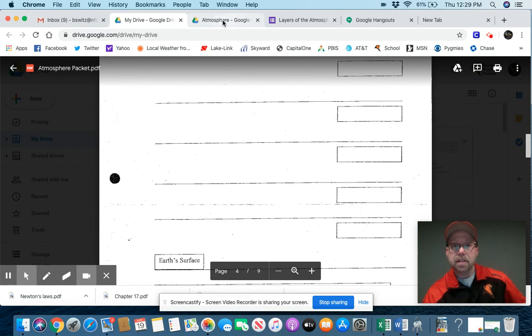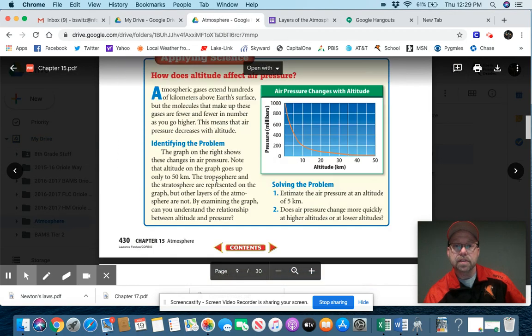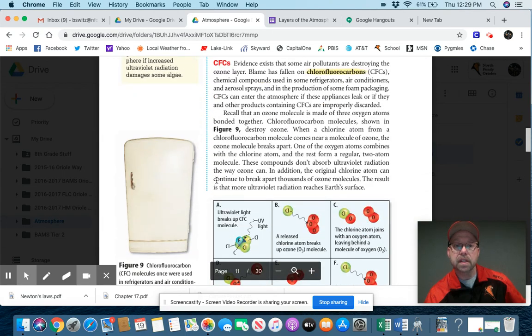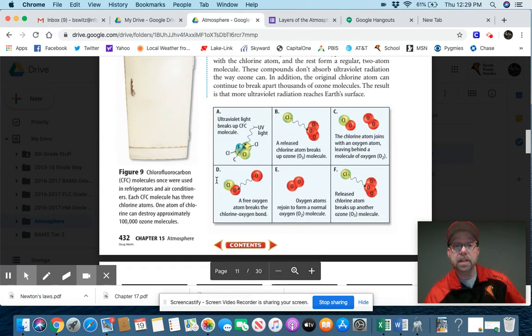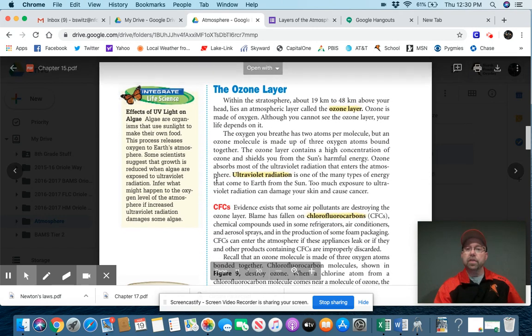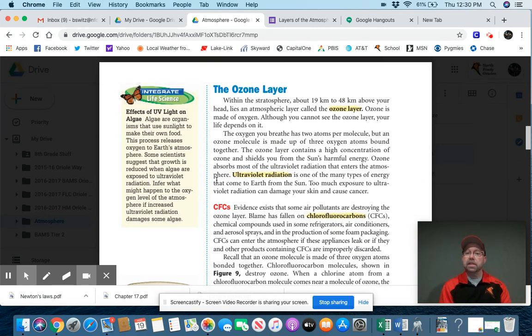The second new thing for today is the ozone layer. And again, looking in the book here towards the end of the section, 432 talks about the ozone layer and what it does for us. First of all, where it's located is in the stratosphere. You'll notice that has an impact on temperature when you compare where the ozone layer is to your temperature graph.